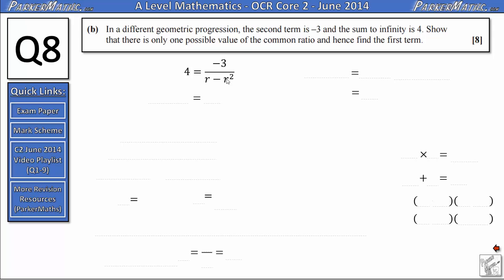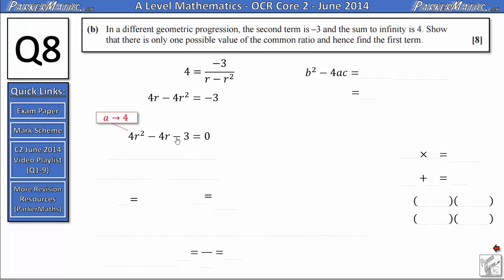So multiplying up by the bottom of this fraction gives us 4 lots of r multiplied by 4 lots of r squared. On the right, we're left with negative 3. And if we move the two terms on the left-hand side over to the right side, we get 4r squared minus 4r minus 3 equals 0. Let's check whether we can factorise this using the discriminant.